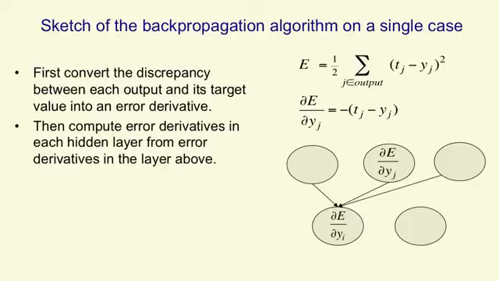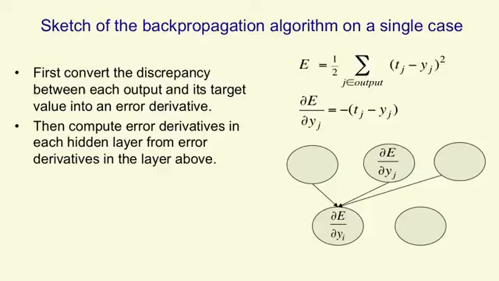So once we've got the error derivative with respect to the output of one of these output units, we then want to use all those error derivatives in the output layer to compute the same quantity in the hidden layer that comes before the output layer. So the core of backpropagation is taking error derivatives in one layer and from them computing the error derivatives in the layer that comes before that.